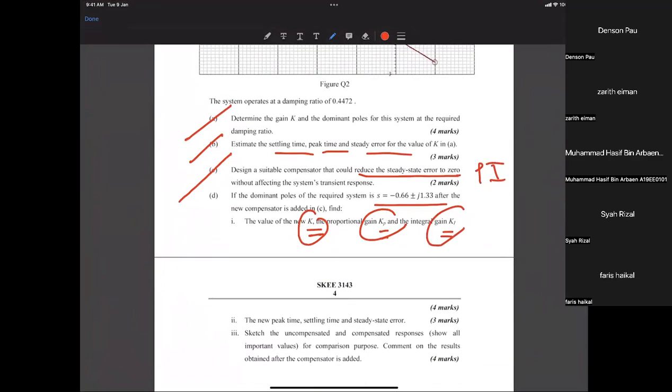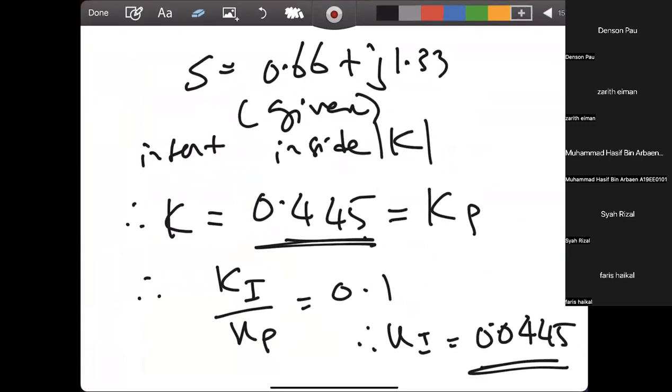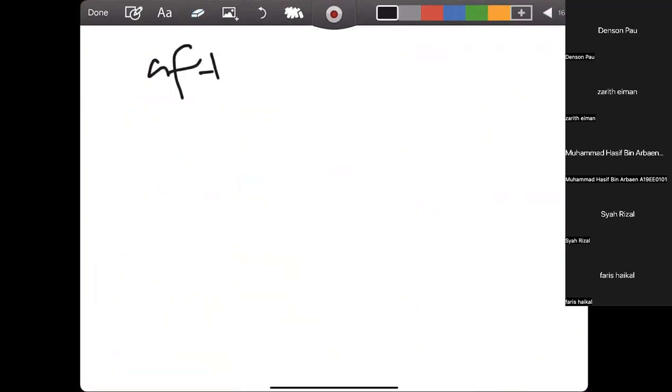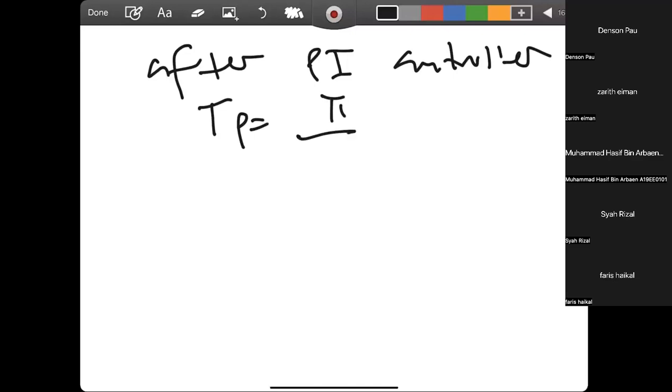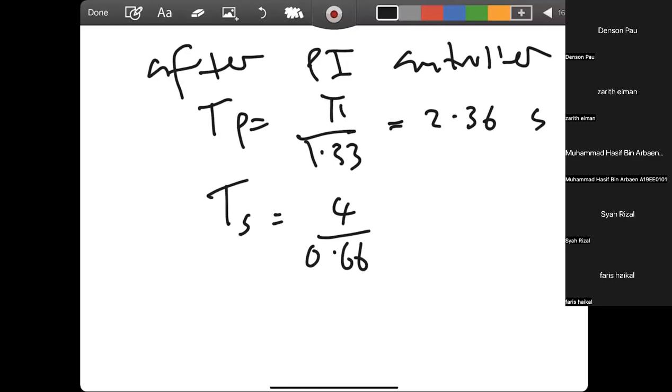The new peak time, the new settling time, and the new steady state error. When you insert the PI controller, the peak time TP will be pi divided by 1.33, which is 2.36 seconds. Settling time is 4 divided by 0.66, the real part given, which is 6.1 seconds.